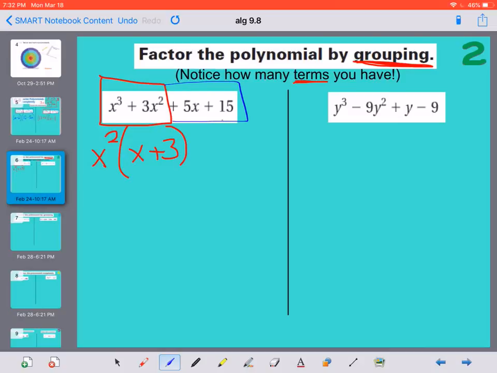Next, what it looks like I can take out is a 5. Now, when I take out that 5, 5x divided by 5 is going to give me x. 15 divided by 5 is going to give me 3. And there's my groups. Now, if you notice, we have x plus 3 in both of our factors. So that's what we're looking for. We're looking for that same thing there.